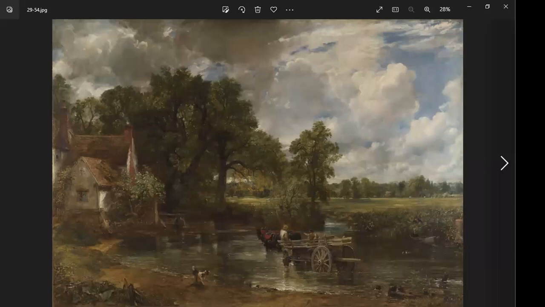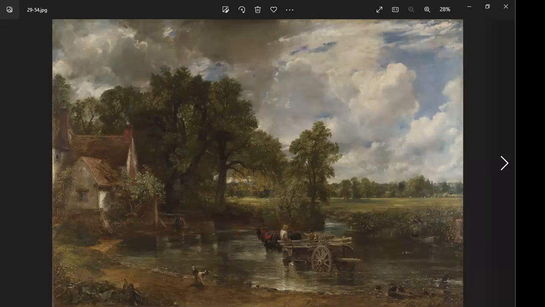Here we go. Here's the next must know. Constable, C-O-N-S-T-A-B-L-E, The Haywain. The Haywain is one word. That means a wagon, a wagon for hay. It's the English word. It's one word, Haywain.